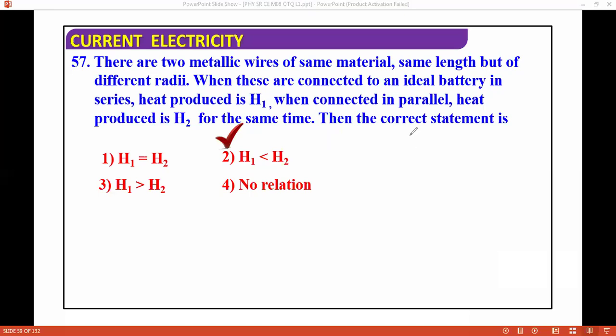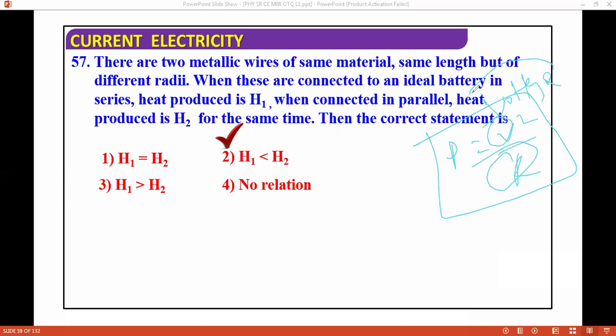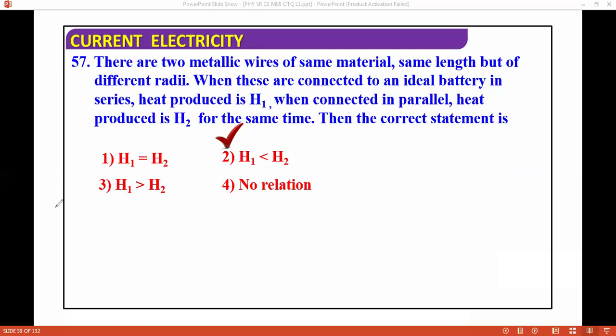Think like this: V squared by R is the power. Play with V and play with R. When your question comes, first go with voltage. I'm giving you a trick, and this trick is given by me only. Whenever you need to compare, just follow the voltage. If you can't compare with voltage, then go for current. So I'm moving to the next question.